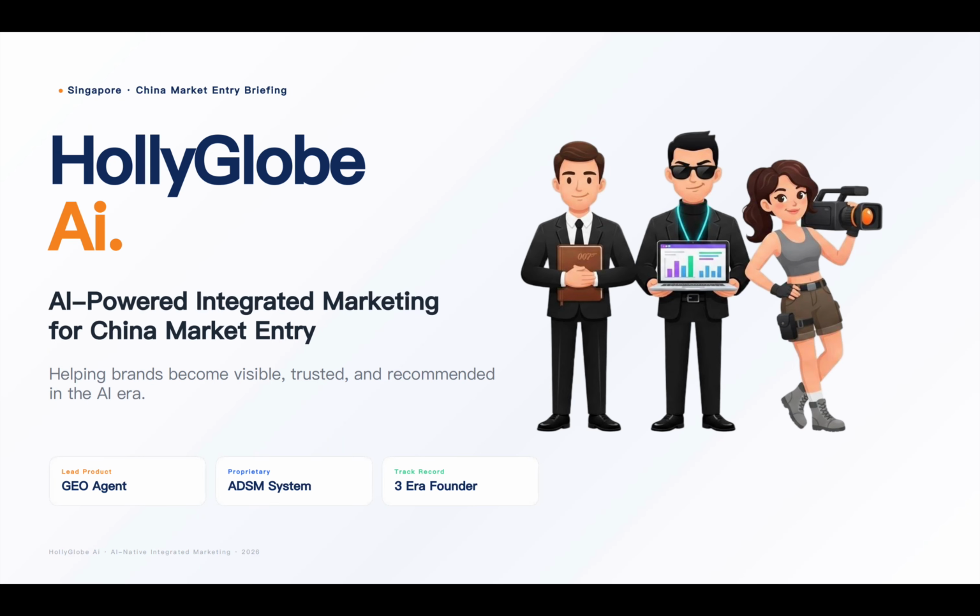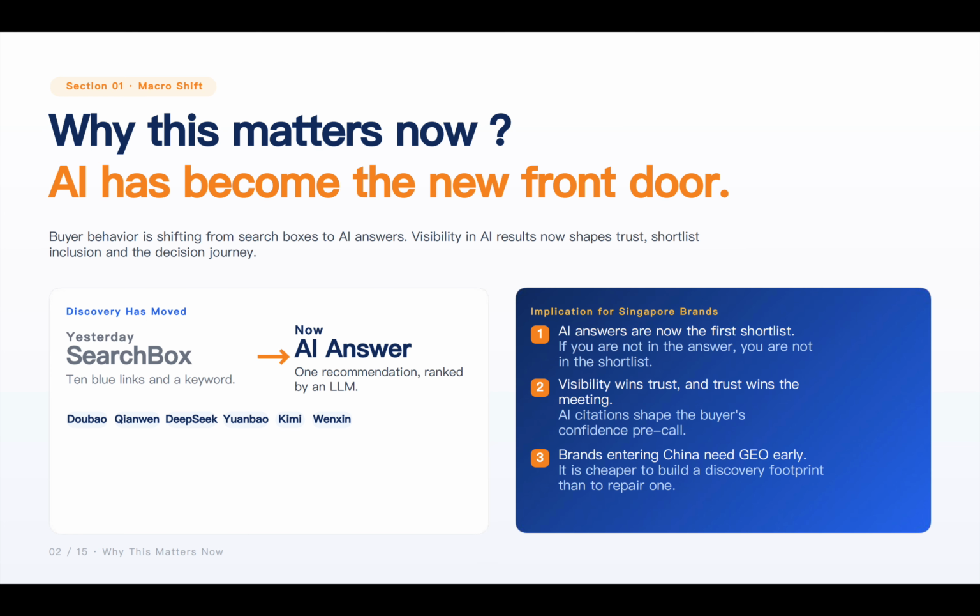In this demo, I want to show you how a client can use HollyGlobe AI inside GeoLook to understand two things very clearly. First, how visible their brand is inside AI Answers today, and second, how we help them close the gap with structured content and controlled publishing support.